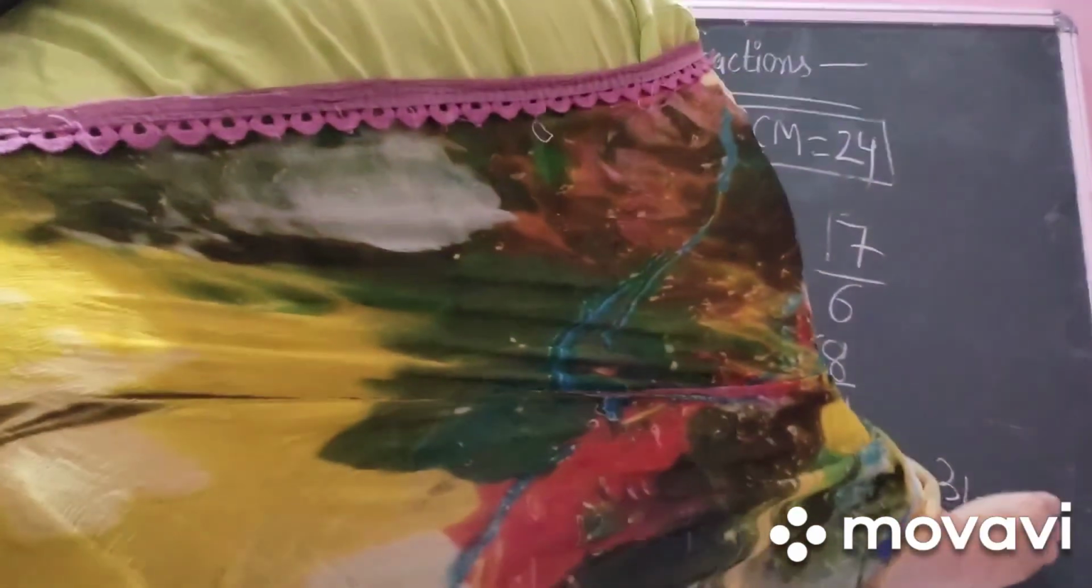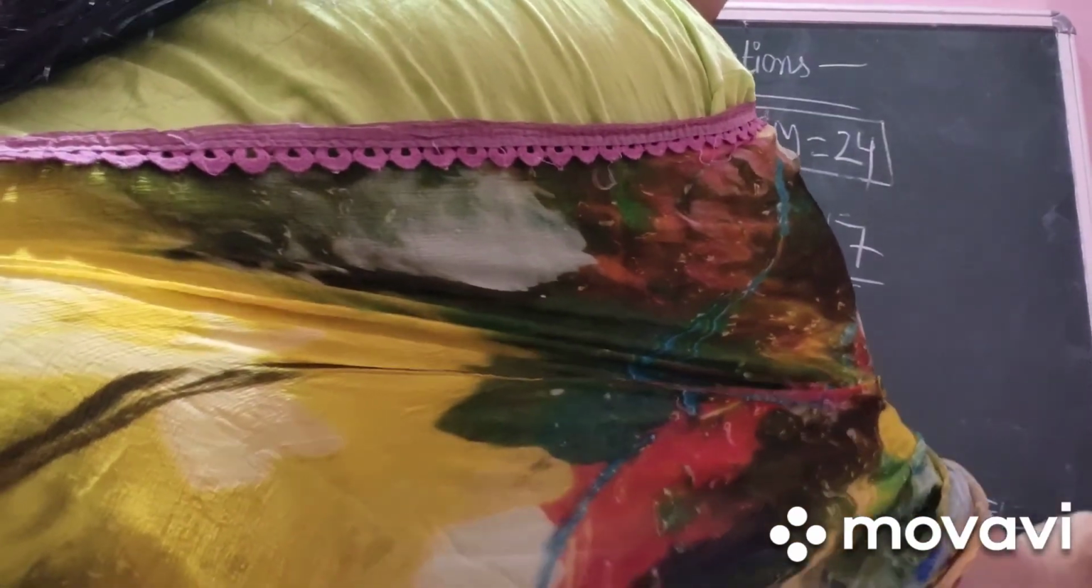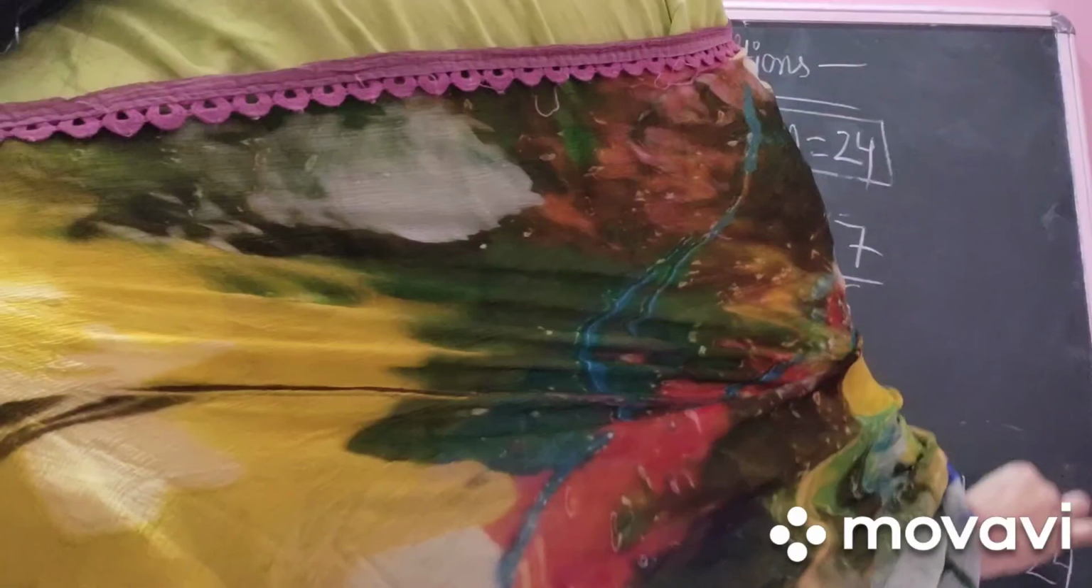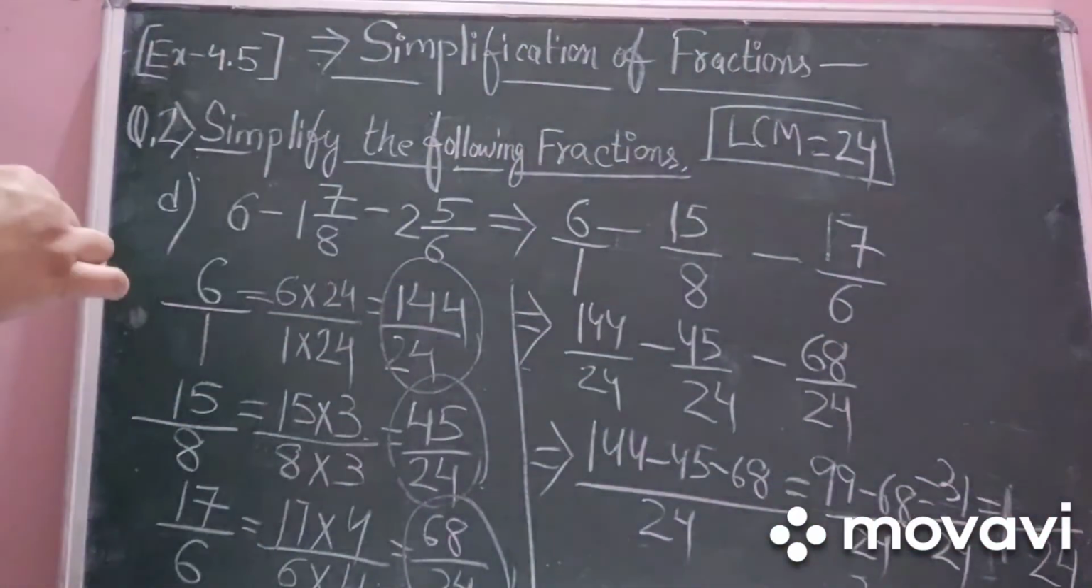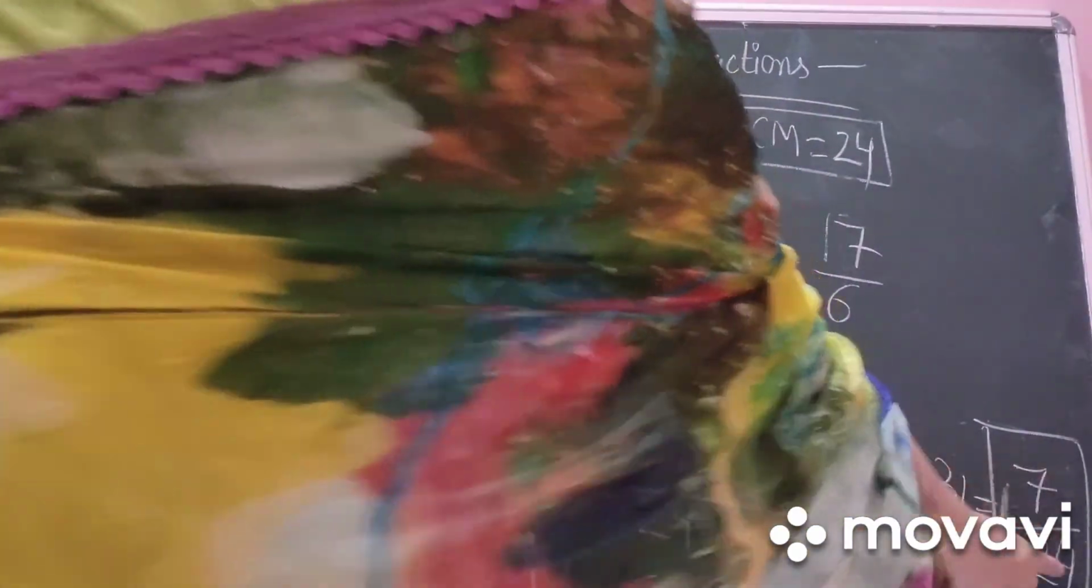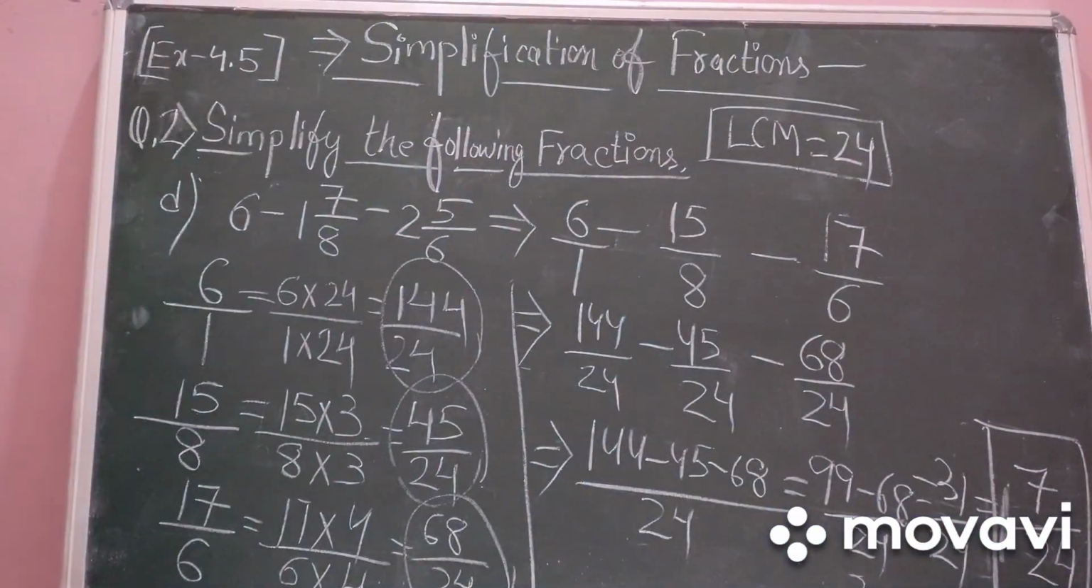Mixed fraction में कैसे करेंगे देखिए. Denominator को 24 ही रखेंगे. 24 ones are 24. And how much to be added? 7. So 7 in the numerator. So the answer is 1 7 upon 24. Okay. Thank you.